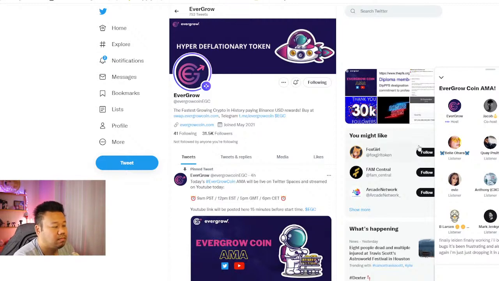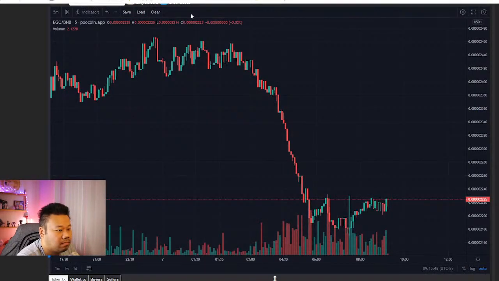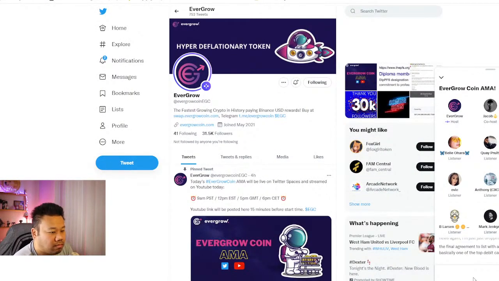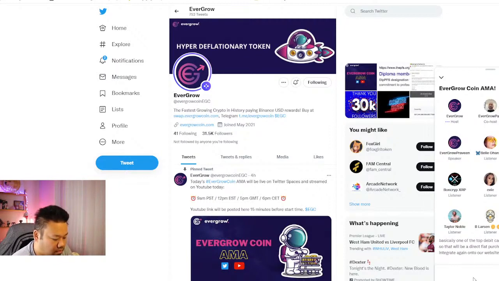But in the last 24 hours, we have signed the final agreement to list with a major, basically one of the top debit card purchase options. So that will be a direct fiat purchase that we can integrate again onto our website, etc. We've signed the agreement with them, so it's just a matter of getting that working. So it will be similar to Dogecoin, but this time it covers the US. So we will have basically the whole world covered. And we're not stopping there. We do have another couple that we're working on, okay?